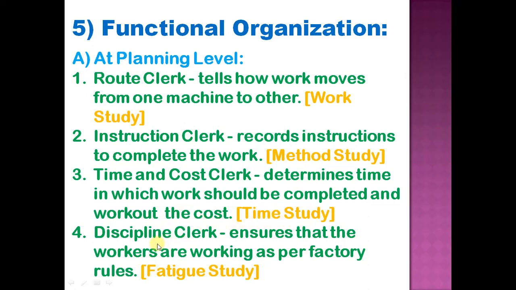The fourth clerk is the discipline clerk and he will ensure that all the workers work as per the factory rules. In short, he will do the fatigue study. He will see whether the workers are taking proper breaks or not. He will check they are coming on the job on time or not. So everything he will check. So that will be done by the discipline clerk. So there will be these four foremen working at the planning level.